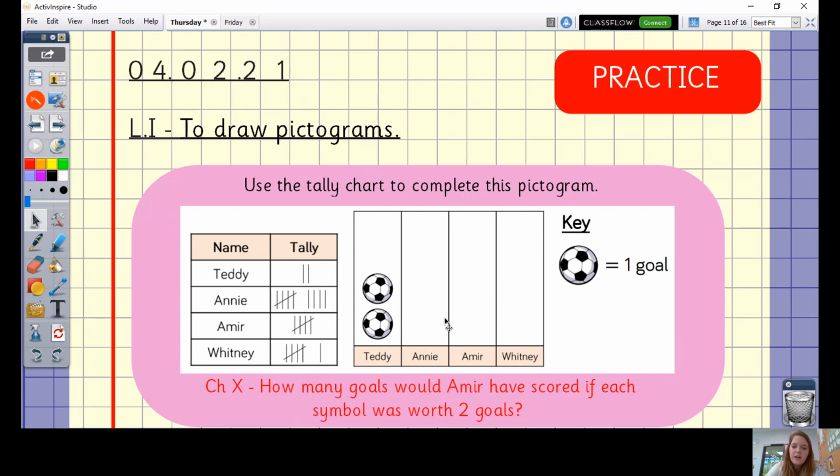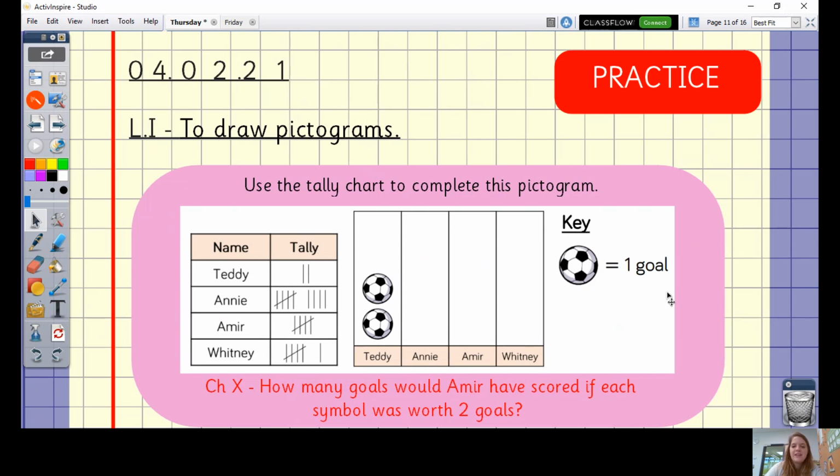Once you've completed the tally chart pictogram, I'd like you to have a go at doing the challenge X. So I want you to think about how many goals would Amir have scored if each symbol was worth 2 goals. So if our key were to change and each football, each picture was worth 2 goals, how many goals would Amir have scored?